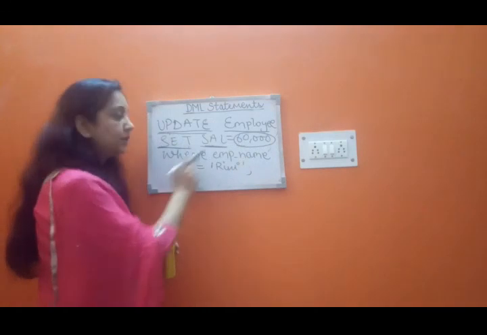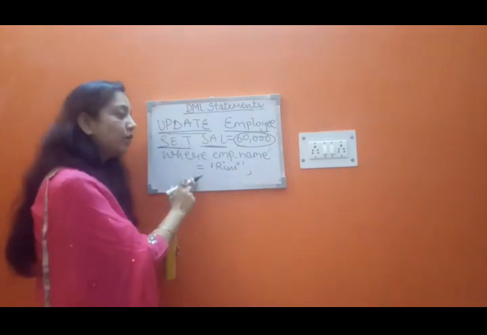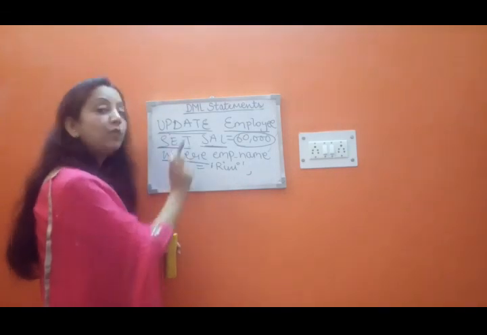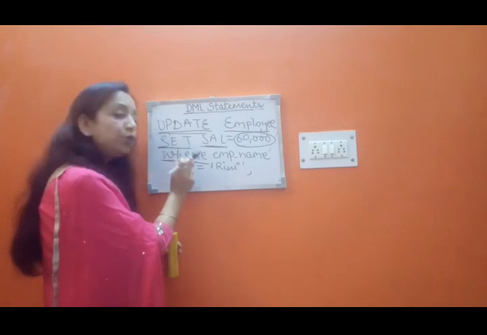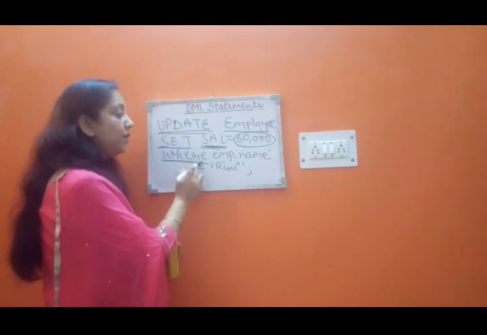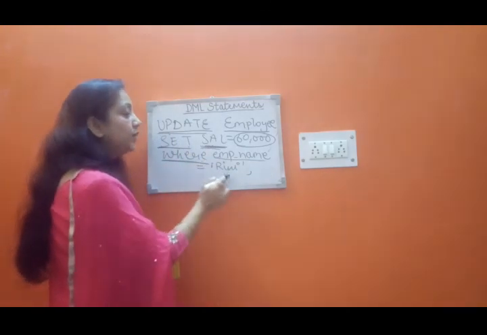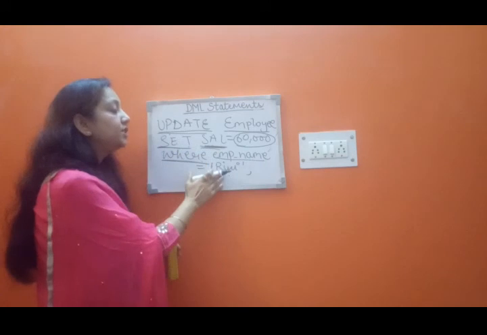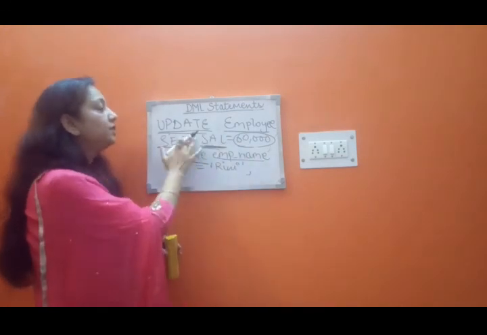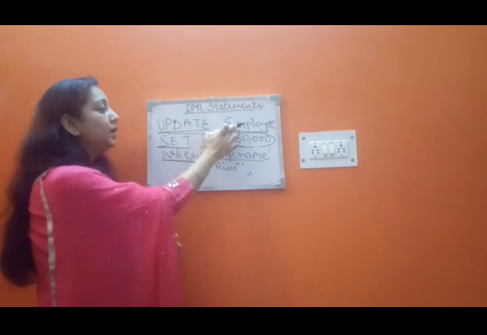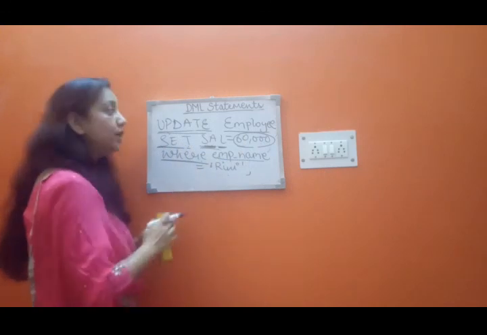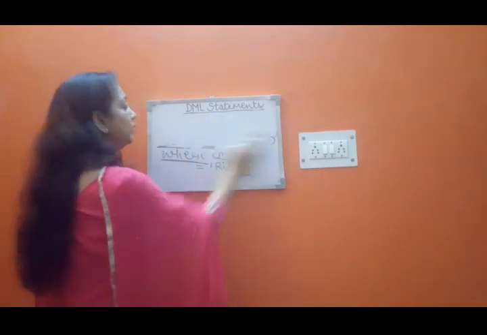On what condition? This is not for all the columns, only for one particular employee, Rini. So the where condition will help me identify which particular tuple, the salary of which particular tuple, has to be changed. So it will say where the employee name equals to Rini. That means in simple language I am saying change the salary of Rini to 60,000 now. And using the DML update statement I will say update employee set salary equals to 60,000 where employee name equals to Rini. So this is the update command or the update DML statement.